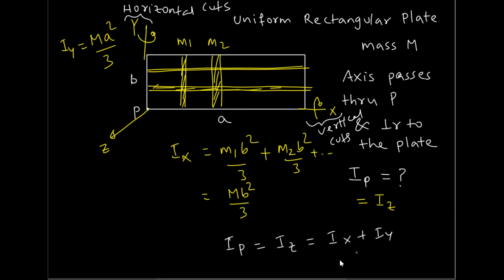Then what do we get here? I think M by 3 is common. I'll get A square plus B square. Okay, so do you understand this?